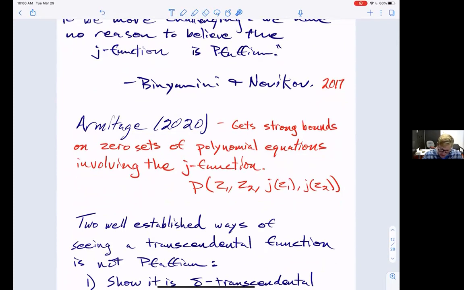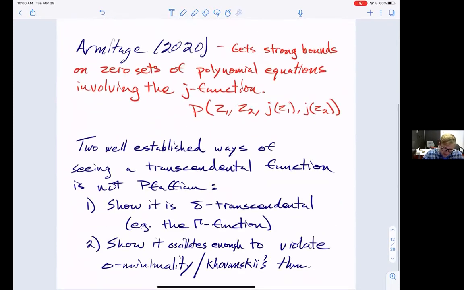Well, the problem is that basically, before I started working on this, I tried to look and see what are the ways in which one can show a transcendental function is not Pfaffian. The ways I discovered were, you show that it's a differentially transcendental function, like the gamma function. That can't be Pfaffian, right? I mean, it can't satisfy any differential equation. So you're not going to make it satisfy one with a triangular form of its system.